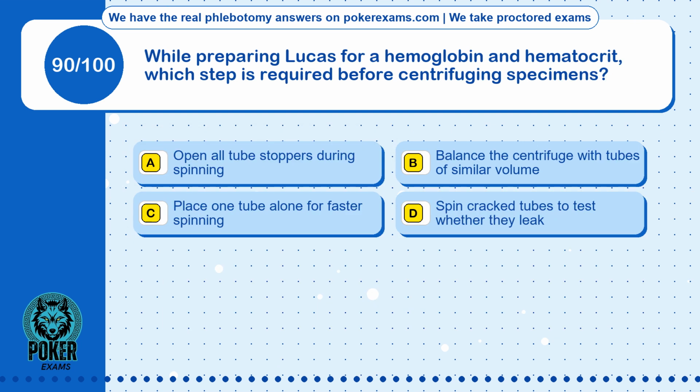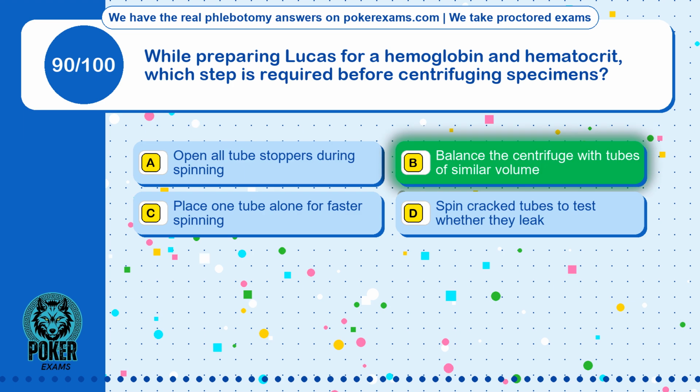Question 90. While preparing Lucas for a hemoglobin and hematocrit, which step is required before centrifuging specimens? Option A, open all tube stoppers during spinning. Option B, balance the centrifuge with tubes of similar volume. Option C, place one tube alone for faster spinning. Option D, spin cracked tubes to test whether they leak.